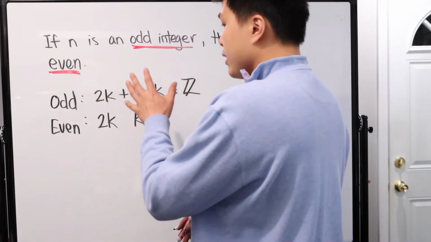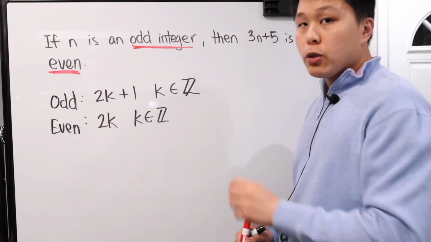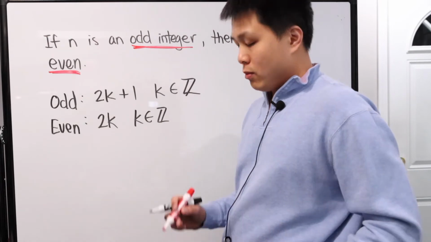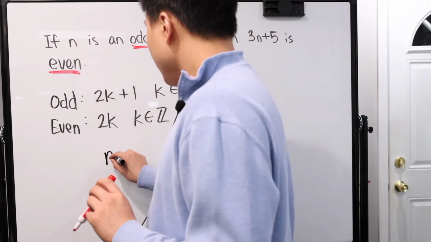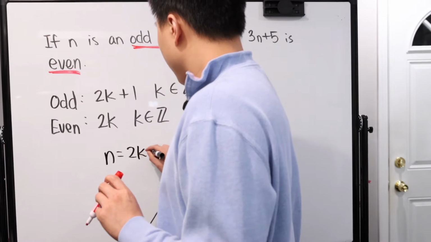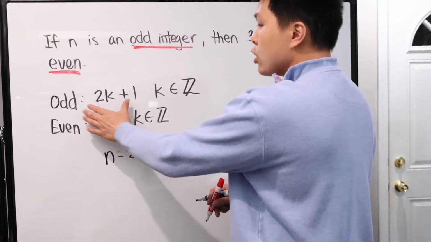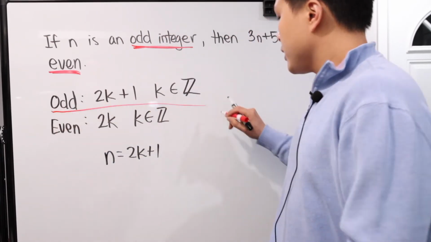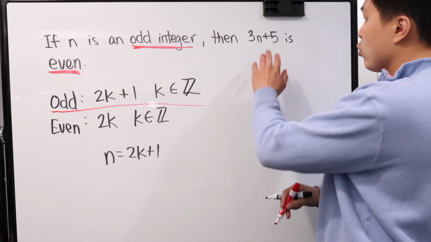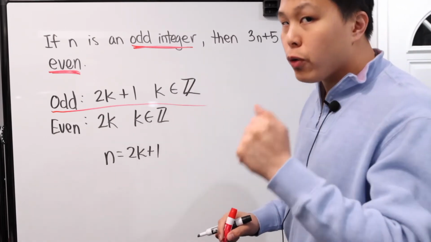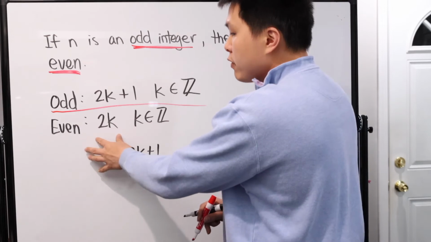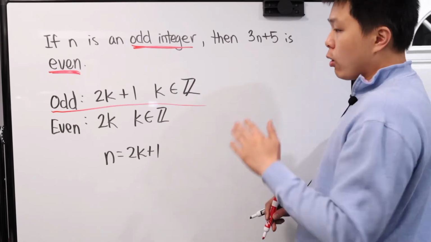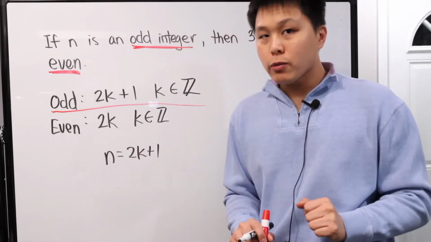So by understanding these two definitions that are being used to prove this statement, then we have something to work with. Well, if n is an odd integer, so if that's the case, we can say n equals 2k plus 1 based on the definition of odd right here, right? That's how we got this, okay? Well, if that's the case, we're working with 3n plus 5 and we want to prove that it is even. Well, for something to be even, that means it must be 2 times some number.